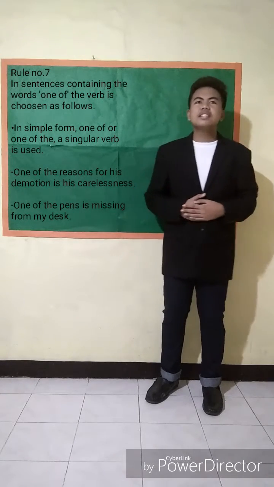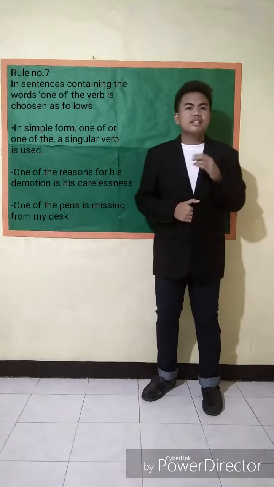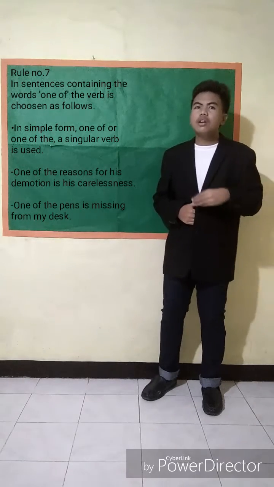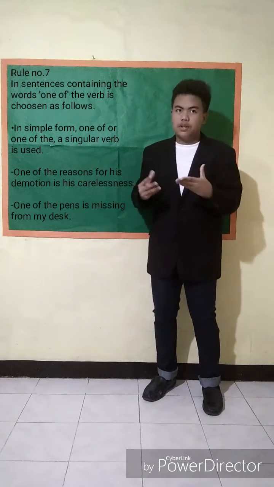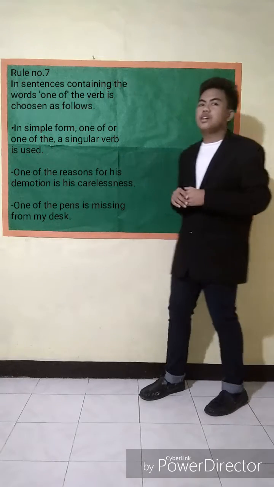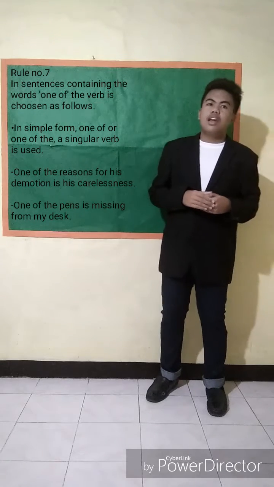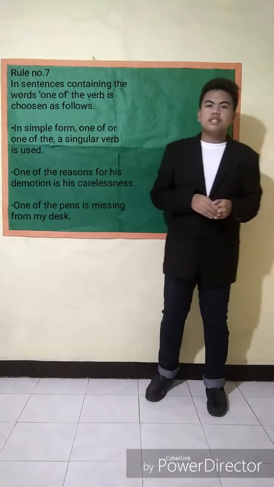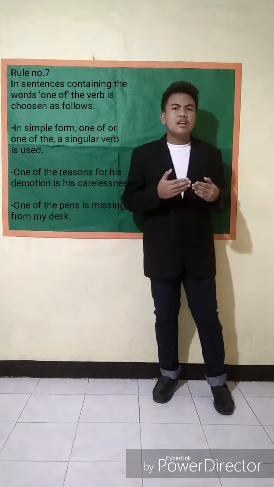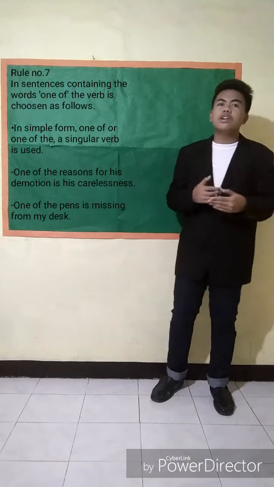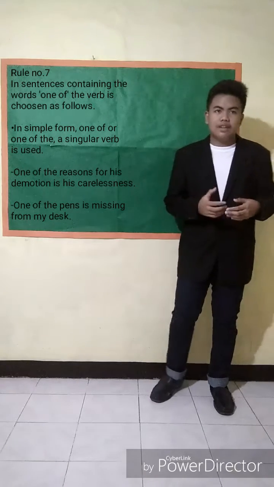Rule number 7: in a sentence containing the words one of, the verb is chosen as follows. In a simple form, a singular verb is to be used. Example: one of the reasons for his decision is carelessness. Another: one of the pens is missing from my desk. But in sentences containing phrases like one of those who or one of the things that, a plural verb is required. That's rule number 7.